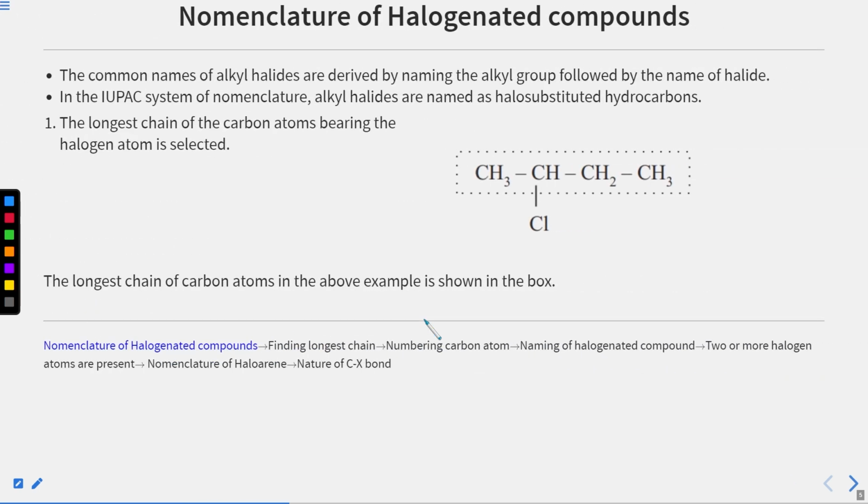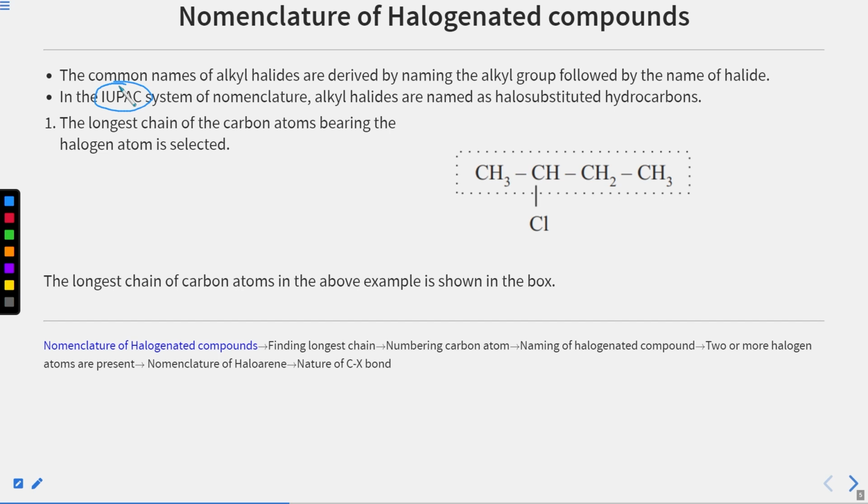First we will see what the nomenclature is. You must have studied this IUPAC system. So first of all, what is this IUPAC system? It is basically a system which is developed in a standard form so that the naming of compounds can be done and there should be no confusion.